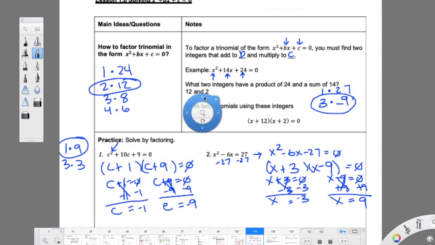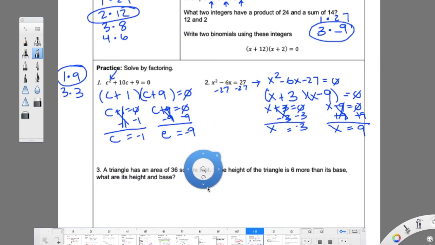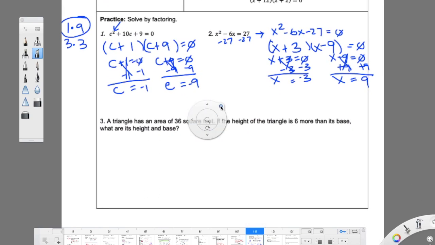Let's see. I'm going to move down here. So now we have a word problem. So we have a triangle has an area of 36 square feet. And if the height of the triangle is 6 more than its base, what are its height and its base? So we need to kind of write this up so that we can write it all in a formula. So we need to think about it.